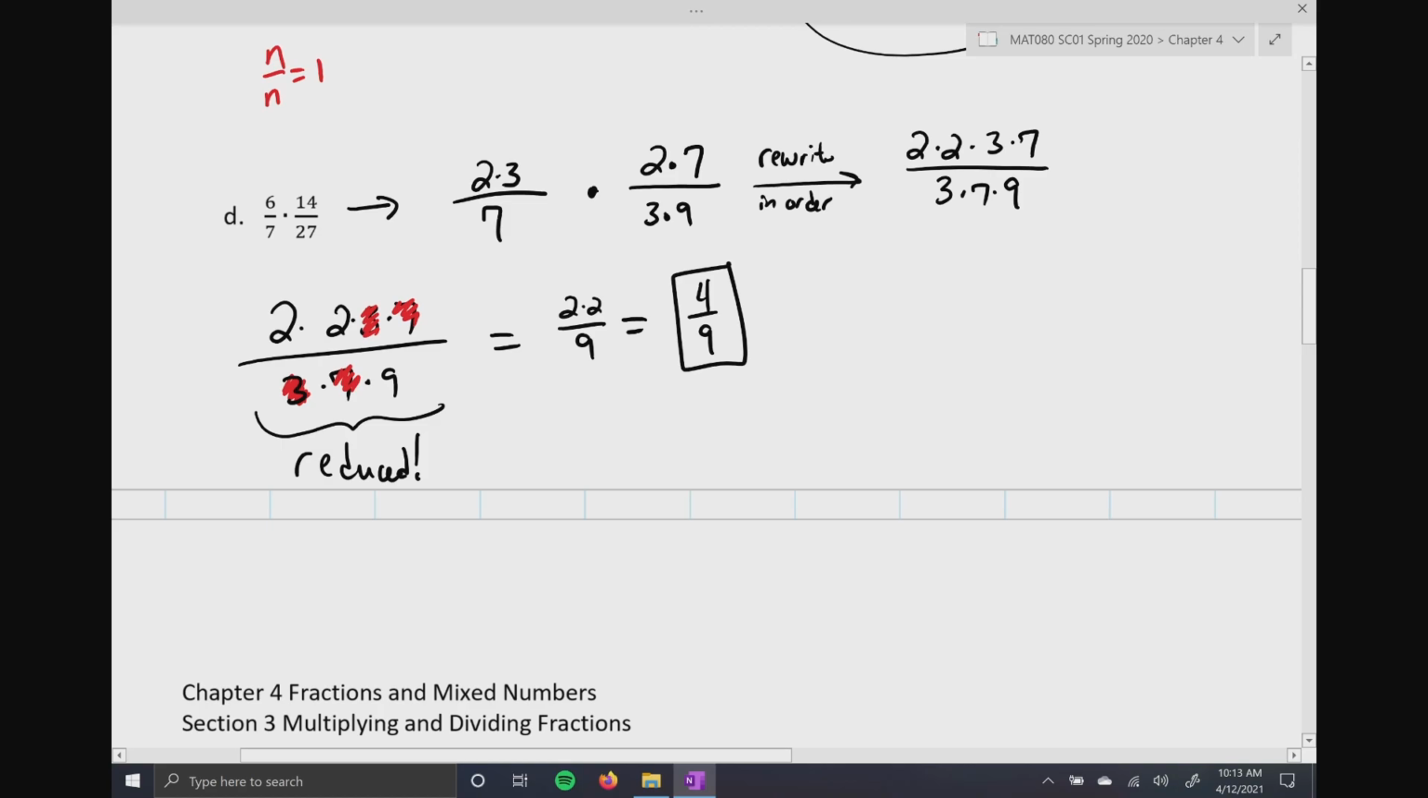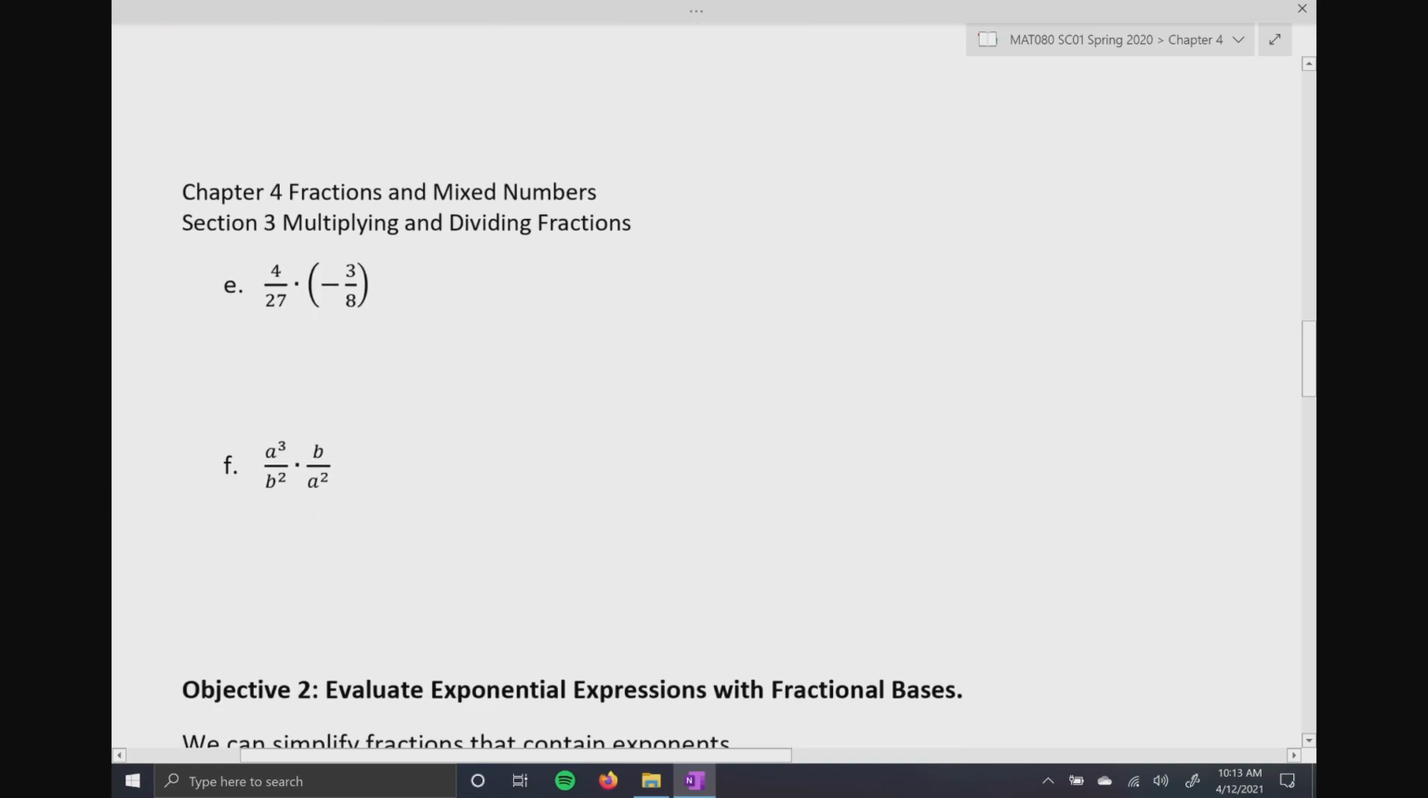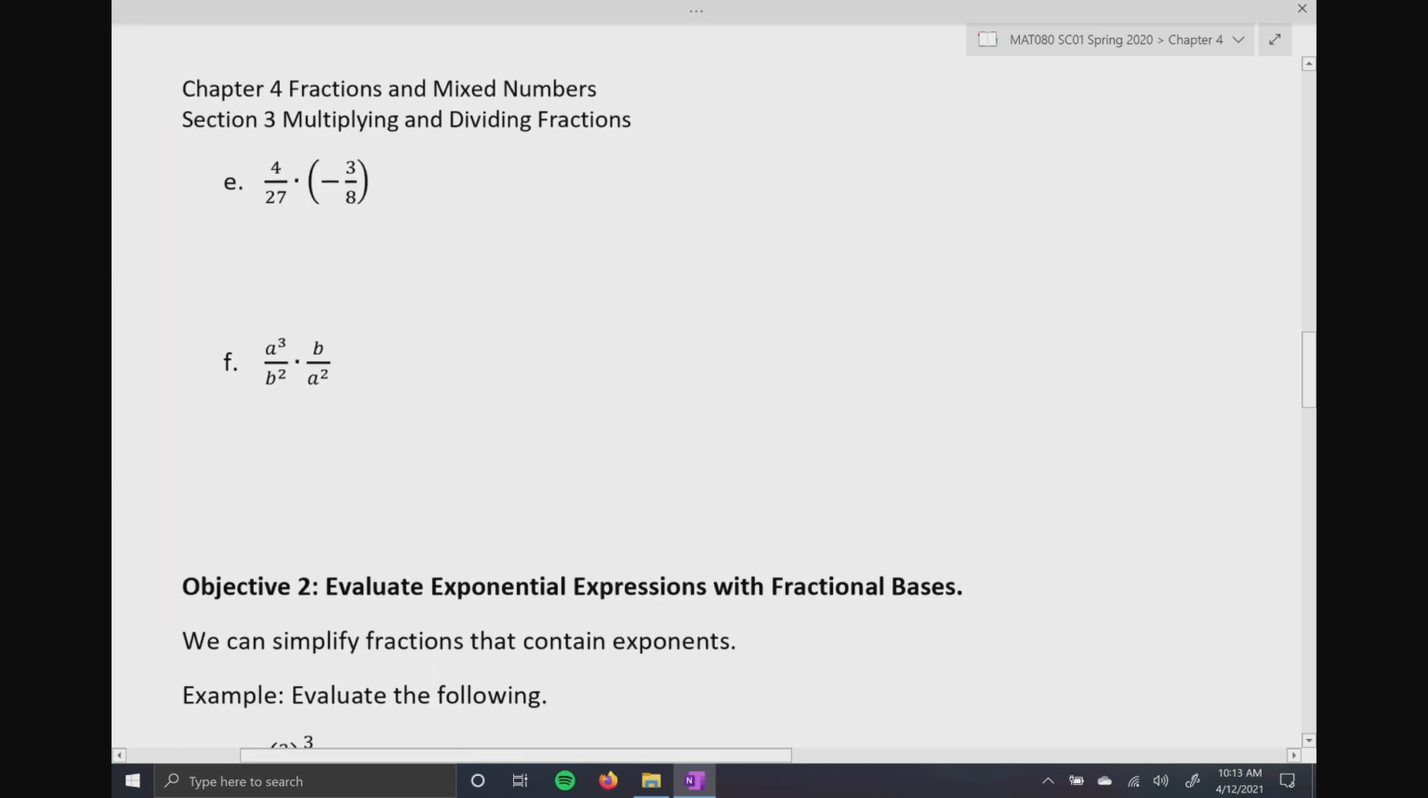That's why it's so important that you know how to write the prime factorization of a number, and then you know how to simplify. Because everything else is just easy. It's just multiplying. That's it. We'll do 2 more examples here. Okay? So 4 over 27 times negative 3 over 8.